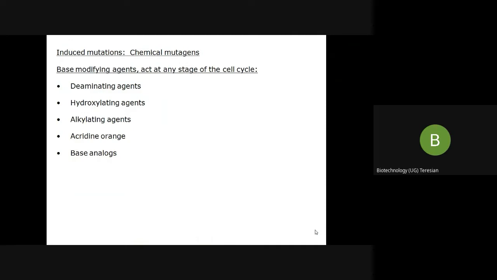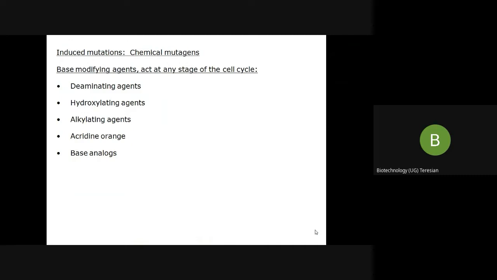We shall look into some of the examples of induced mutation. The induced mutations can be physical mutagen, chemical mutagen, and biological mutagens. So we shall first deal with the chemical mutagens here. The first report of the mutagenic action of a chemical was in 1942.